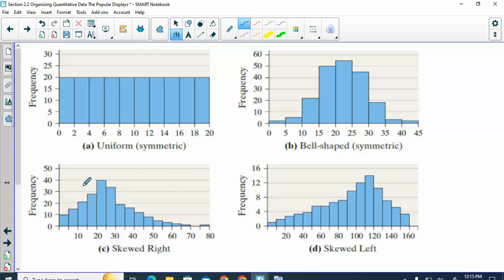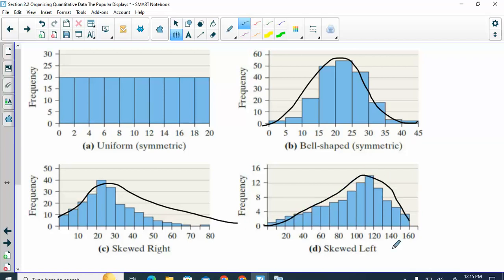So again, just pictures: uniform, flat all the way across; bell-shaped, sometimes called symmetric, you've got your peak in the middle and both ends are similar; skewed right extends really far to the right; skewed left extends really far to the left.